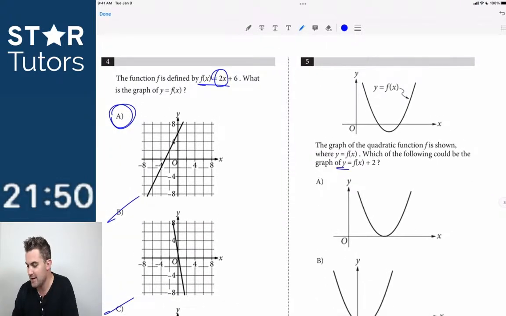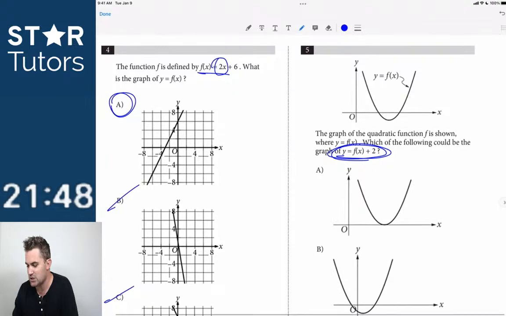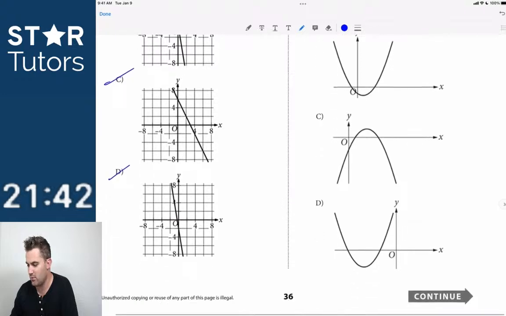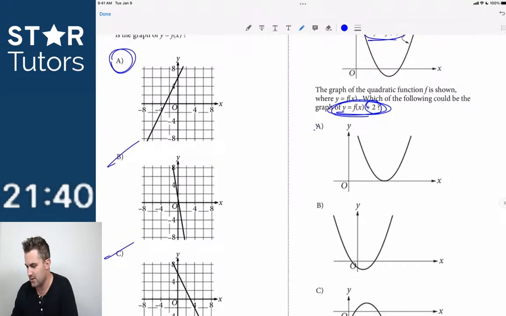5 is going to be pretty easy, right? Because we just see here, if you know your values, this is y equals f of x. If we add the plus 2, then we're just going to shift it up 2 units. So it's got to be answer choice A. Does everybody see that? 4 and 5, right?